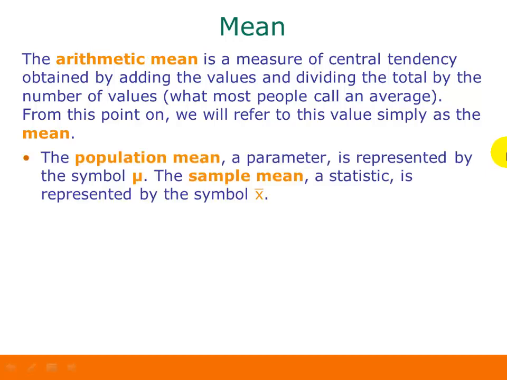We have two different kinds of means depending on what type of data we're looking at. The population mean, which is a parameter, is represented by the symbol mu, that's a Greek letter, and the sample mean, which is a statistic, is represented by the symbol x bar.